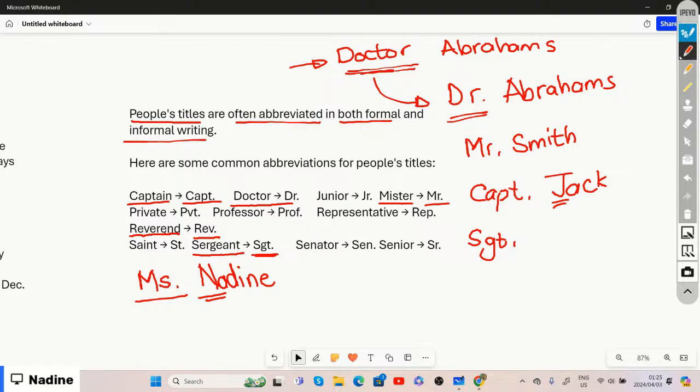Right? So we said now that we abbreviate days of the week, we abbreviate months of the year, and we abbreviate people's titles. And abbreviations are shortened words or shortened versions of those words, right? And when we shorten those words, whether it is the days of the week, the months of the year, or people's titles, it needs to be followed by a period. And all abbreviations need to be capitalized.